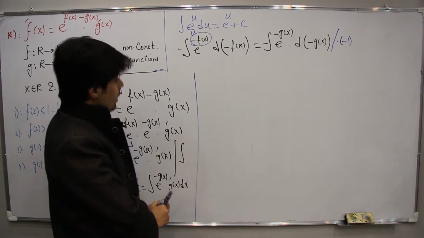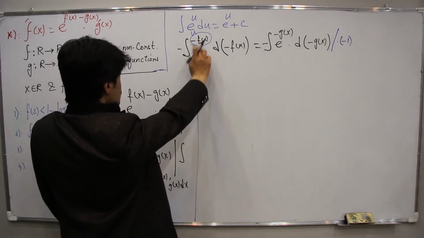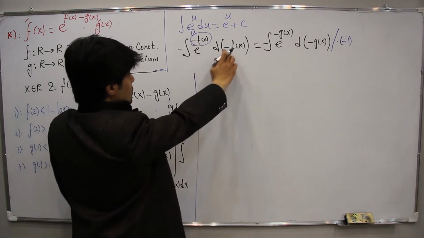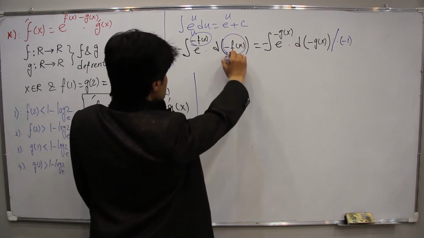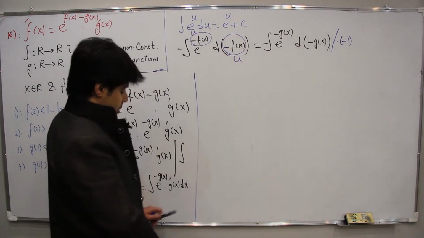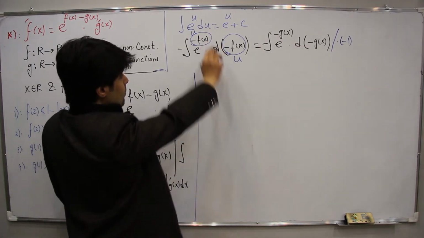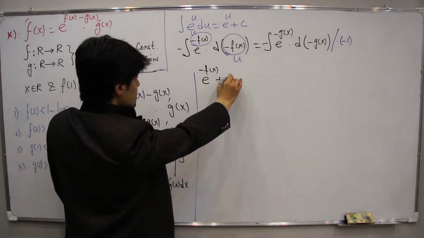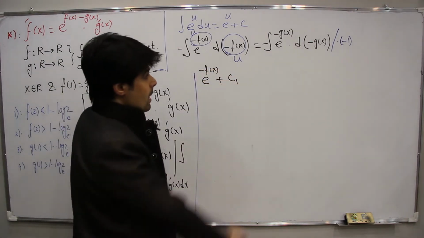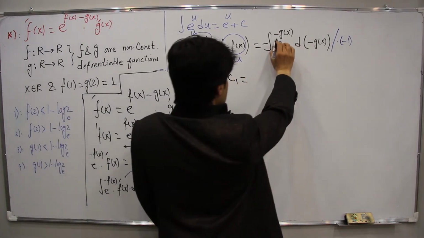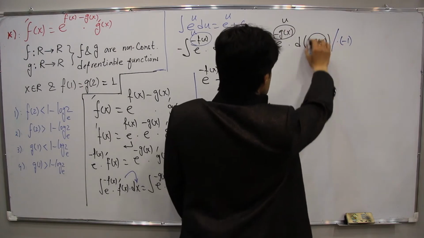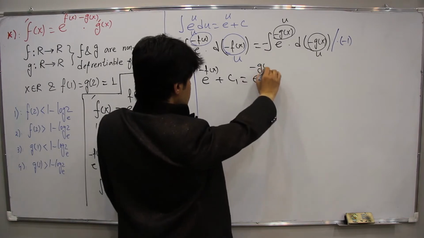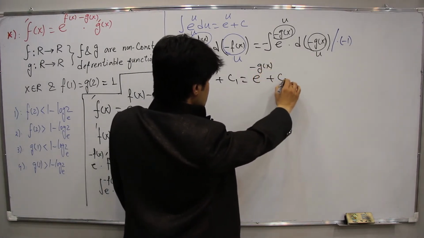Now it's positive. Now what's the integration of e to the power minus f(x) d minus f(x)? This one is u, this one is also u. Integration e to the power u du. What's the integration? I think e to the power u. It means e to the power minus f(x) plus c1, a constant. There we have also the same. If this one is u, this one is also u. Now what's the integration? I think e to the power u, it means minus g(x) plus c2.